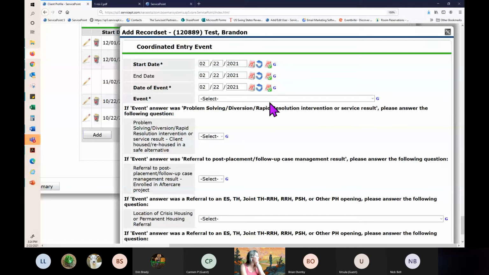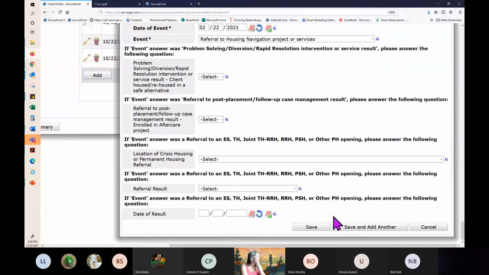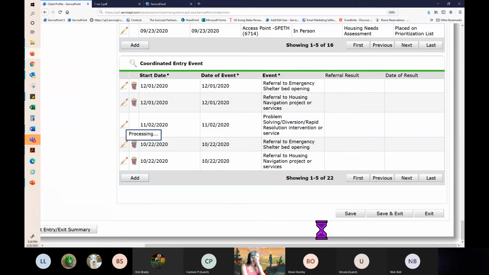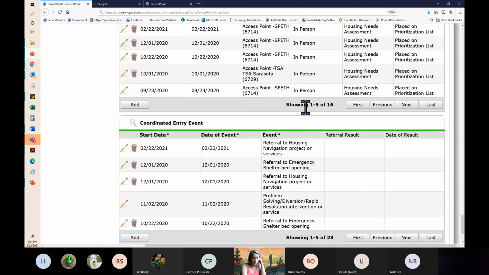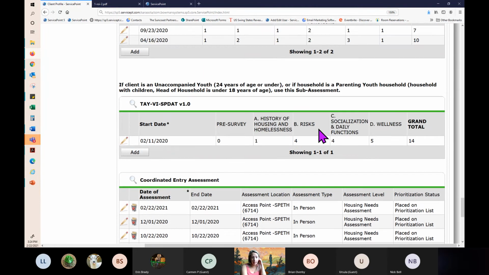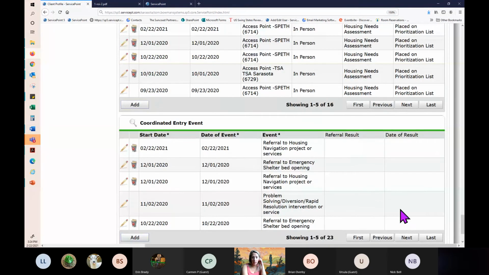Straight down the list: event, referral to housing navigation project or services. Simply scroll and save. If the client was going to be referred to an emergency shelter bed, you could add that referral as well. But after adding this information, you know that your data is complete, current, consistent, and correct.